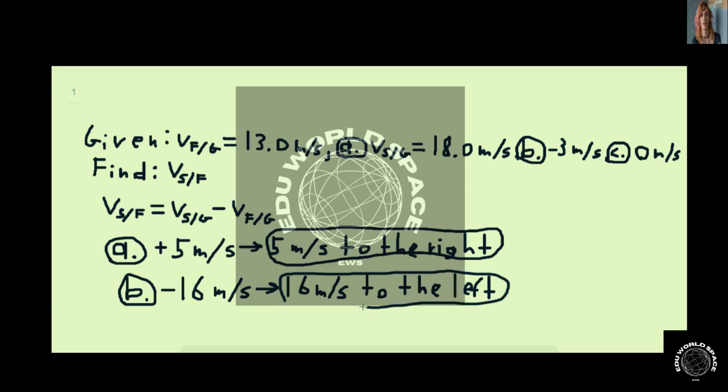And then part C, we know that the velocity of the scooter relative to the ground for part C is going to be 0 meters per second. So we use the equation here. So we do 0 minus 13. So then we're going to get negative 13 meters per second. So that means the velocity of the scooter relative to the flat car, part C, is going to be 13 meters per second for the magnitude. And it's going to be going to the left because it's negative.